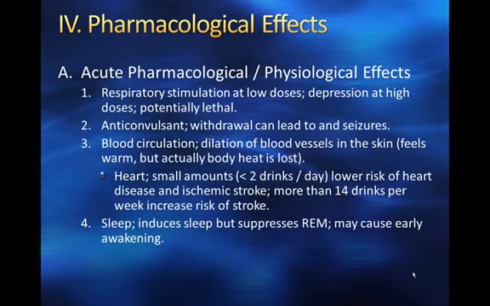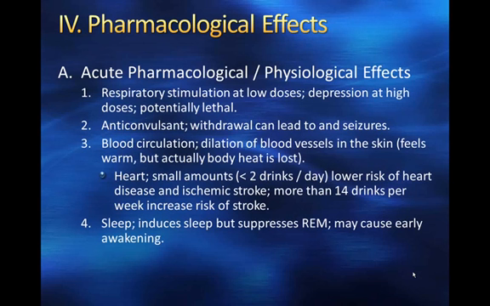There are, of course, some acute pharmacological and physiological effects. Respiratory stimulation at low doses, depression at high doses. So alcohol has this very paradoxical effect. It's both a depressant and a stimulant, depending on its dose. So it stimulates respiratory action at low doses, but you get depressed breathing at high doses. This is why people can sometimes die if they overdose.